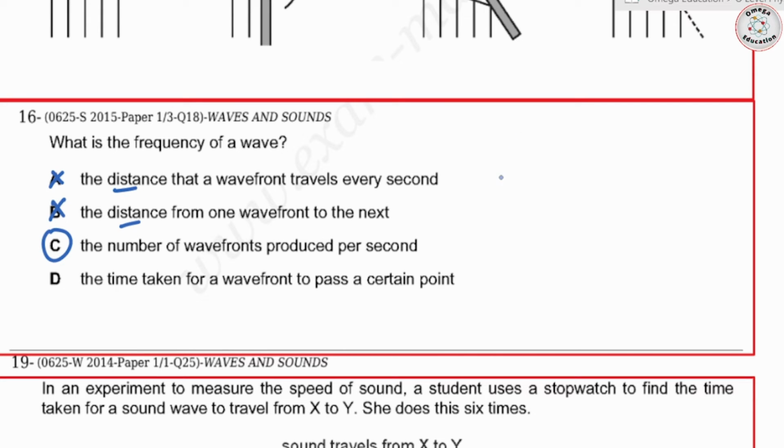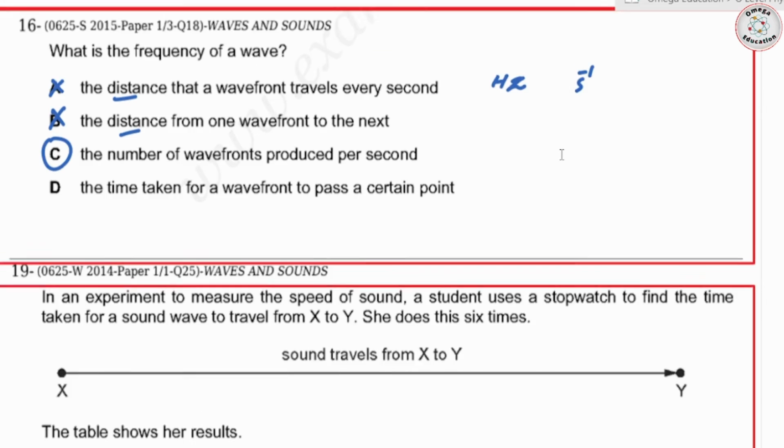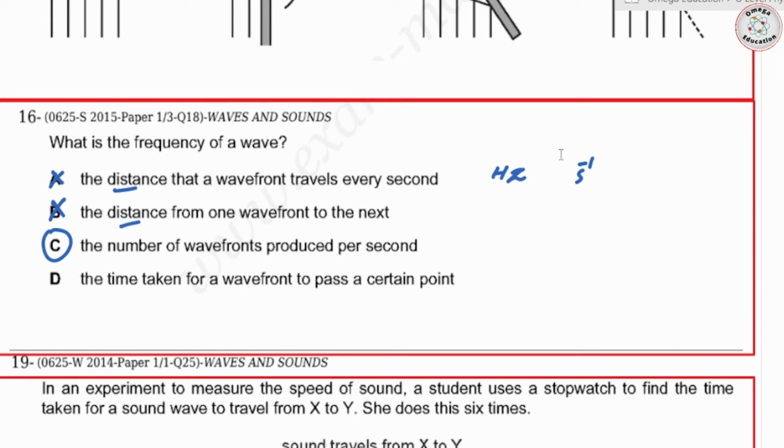Measured in hertz. Hertz can also be written as per second, or we can also call it cycles per second. Generally the frequency of moving objects is measured in cycles per second or revolutions per minute, rpm, but for waves we just call it hertz.